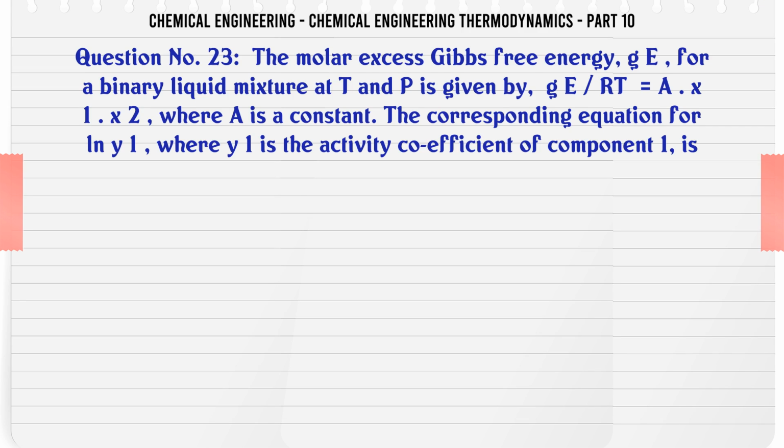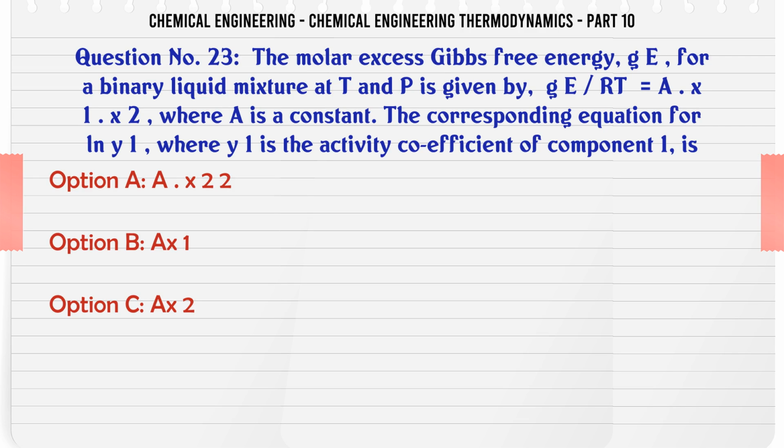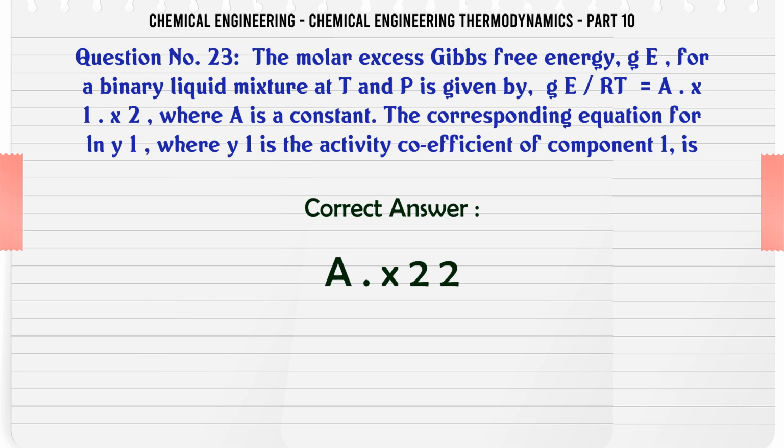The molar excess Gibbs free energy GE for a binary liquid mixture at T and P is given by GE/RT = A x1 x2, where A is a constant. The corresponding equation for ln gamma1, where gamma1 is the activity coefficient of component 1, is: A. A x2 squared. B. A x1. C. A x2. D. A x1 squared. The correct answer is A x2 squared.